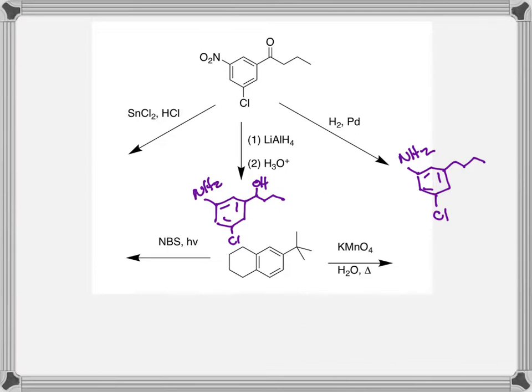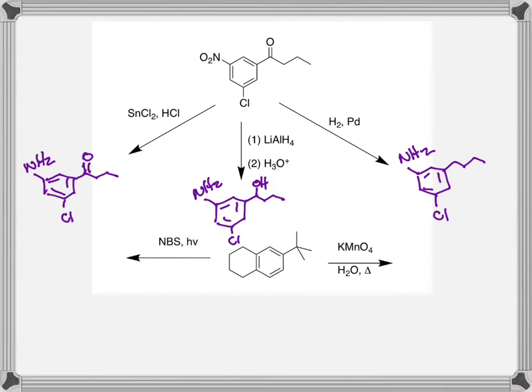And then the final reducing agent is tin chloride with HCl. When we use that reducing agent, it reduces the nitro to an NH2, and it doesn't do anything to the ketone. So if you need to reduce a nitro group without reducing other functional groups that are in the same molecule, metals with HCl are a better way to go.